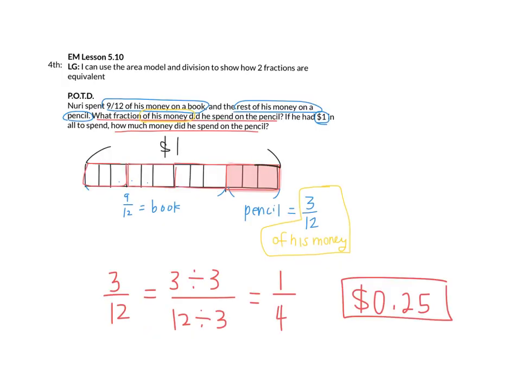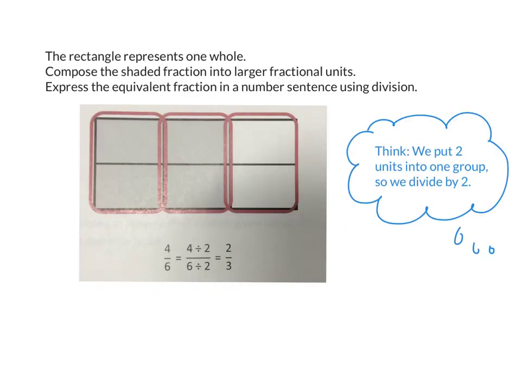We could see that we put 3 of the smaller units into one group. There's 3 in that group, 3 in that group, 3 in this group, and 3 in this group. So that's why we divide by 3 and 3. Do you guys see that? Okay, so be careful. So this entire rectangle represents one whole. This entire rectangle is one whole.